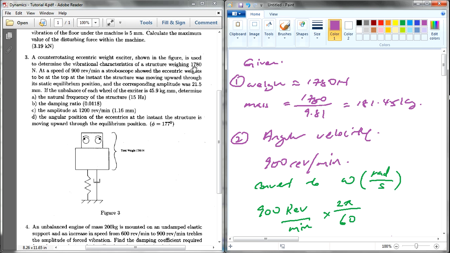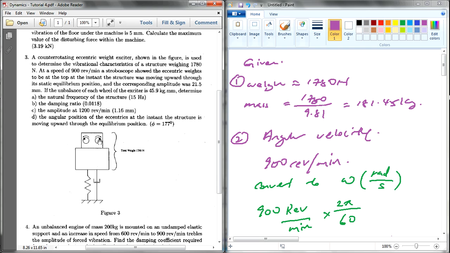So the first thing we are given is the weight. We know that the weight is 1780 Newton, but what we are dealing with is always mass, so we have to change to mass. We divide it by 9.81, which is the gravity, and we have 181.45 kg. And then the second thing we are given is the angular velocity.